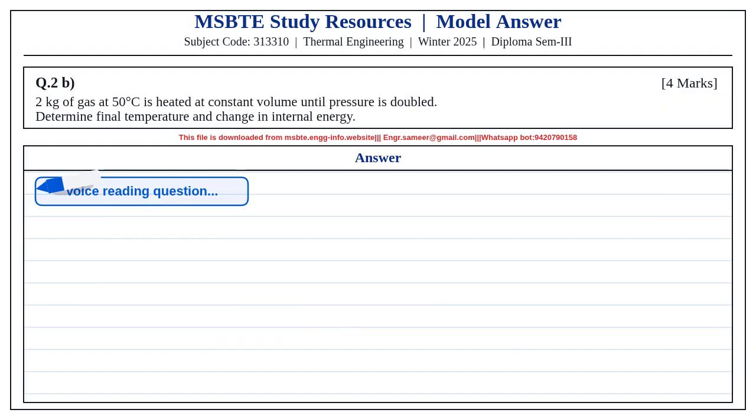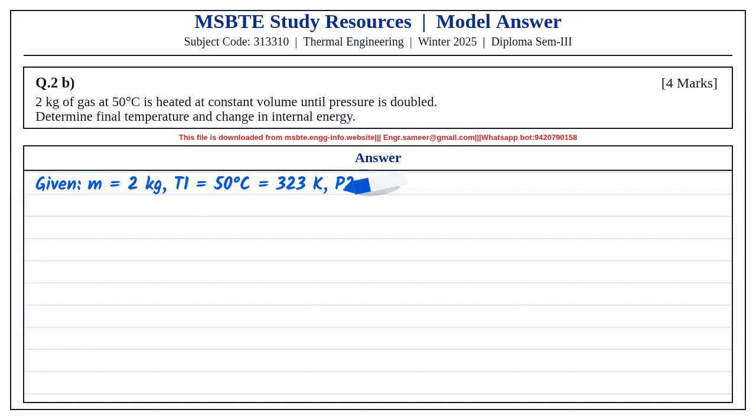Question 2b. 2 kg of gas at 50 degrees Celsius is heated at constant volume until pressure is doubled. Determine final temperature and change in internal energy. Given mass is 2 kg, initial temperature is 50 degrees Celsius or 323 Kelvin, final pressure is twice initial pressure and CV is 0.718 kJ per kilogram Kelvin.